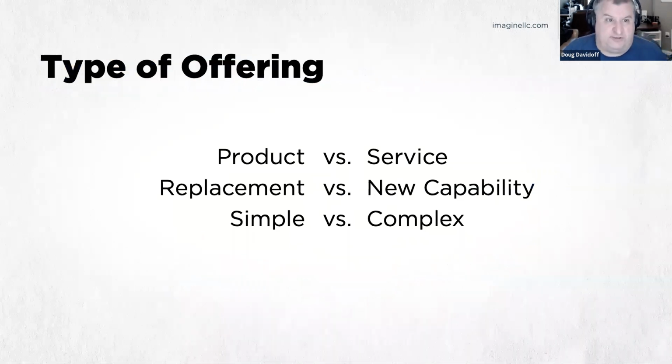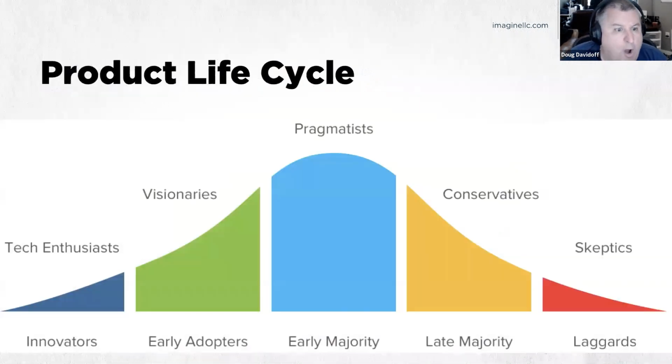What type of offering are you selling? Are you a product versus a service? Are you replacing something that already exists versus adding a new capability? Is it a simple sale versus a complex sale? Those are all things that are going to determine which game you should be playing. Where are you in the product life cycle? Right? If you're in the early majority to late majority, that's going to make it much more likely that it's going to be more of a continuous innovation. What people are looking for is going to be different. Anyone that's read Crossing the Chasm, you know what I'm talking about.